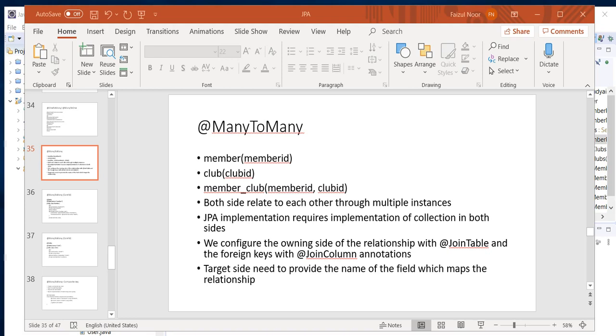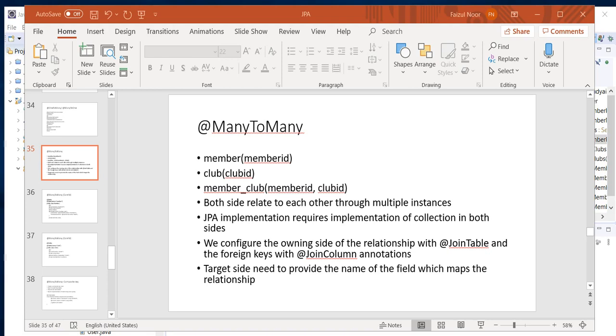Let's take an example, a member table, and then we have a club table. The member has a property member ID and the club has a field club ID. With the member and club, the relationship is something like this: one member can be part of many clubs, and again, one club can have many members. So that means this is a many-to-many relationship.